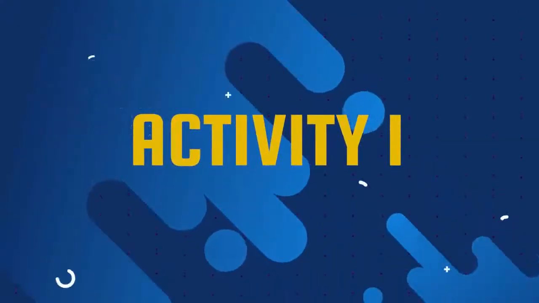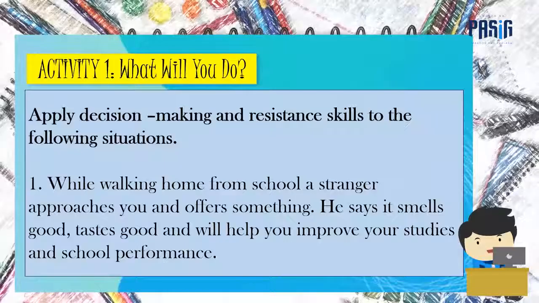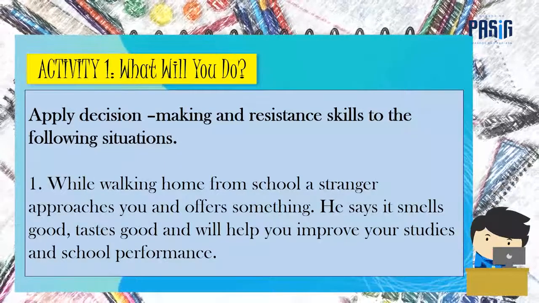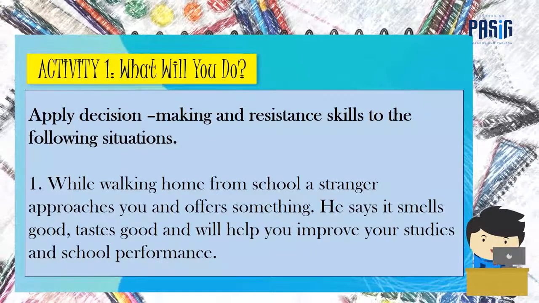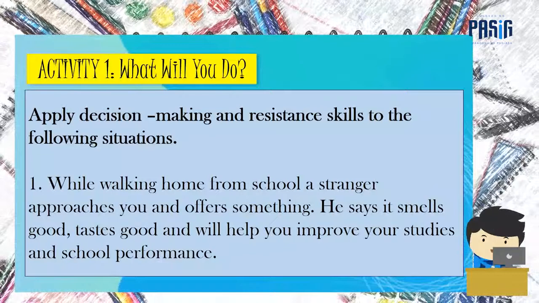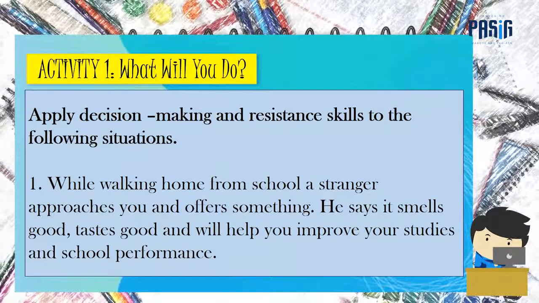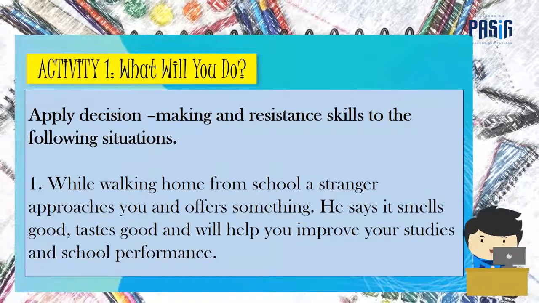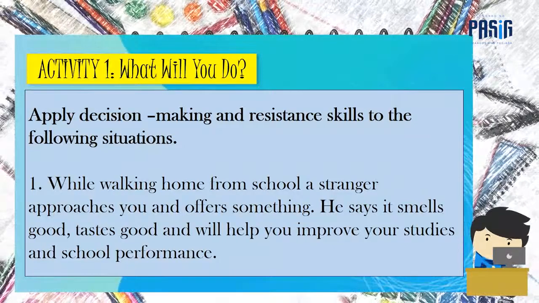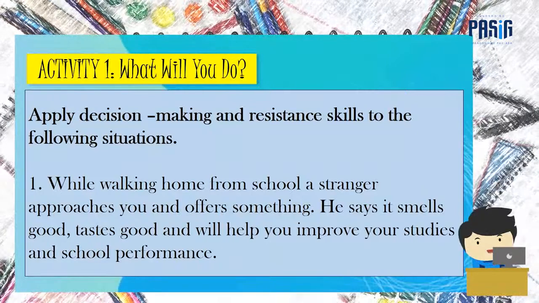Alright class, let's check your understanding by doing these activities. Activity number 1, what will you do? Apply decision-making and resistance skills to the following situations. Number 1, while walking home from school, a stranger approaches you and offers something. He says, it smells good, tastes good, and will help you improve your studies and school performance.